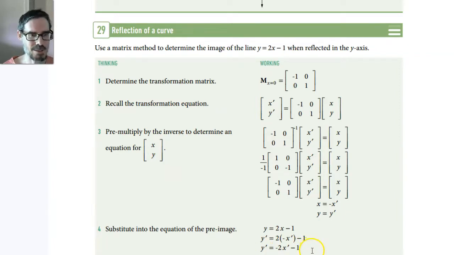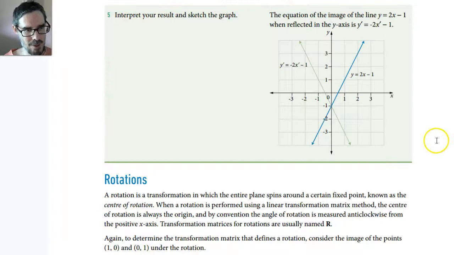Now that makes sense. If you think about the graph, here's y equals 2x minus 1. If I'm reflecting around the y-axis, I'm going to end up over here. Same crossover point at negative 1, but the gradient will be negative.